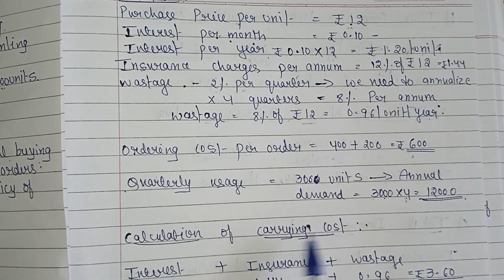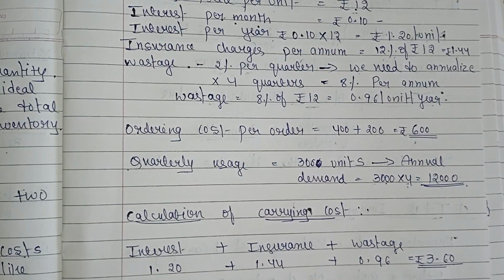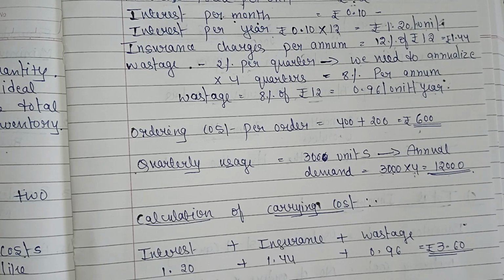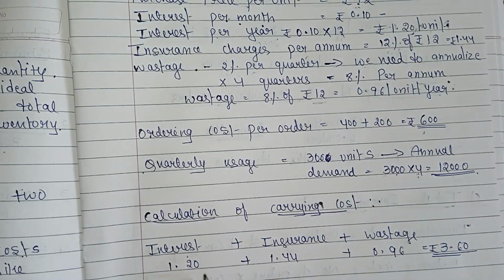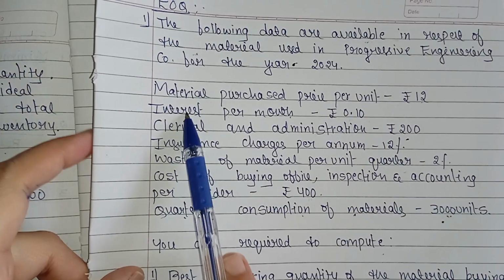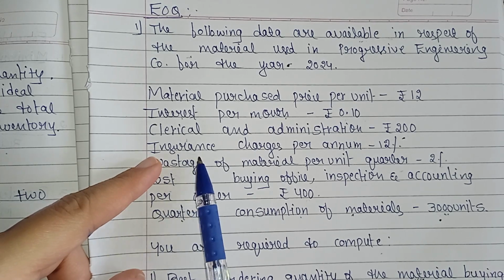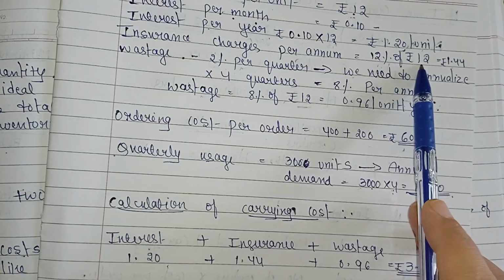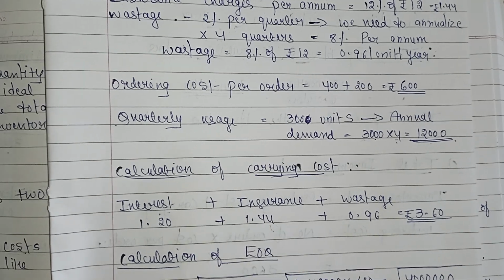Now we need to calculate carrying cost. Clear? So carrying cost includes costs like storage cost or any insurance, wastage, spoilage. So here first we have to write down the interest. That is 1.20. Write down. Clerical is related to ordering cost. And insurance is included in the carrying cost. Insurance charges per annum, 12% of rupees 12, that is rupees 1.44. Write down here rupees 1.44.